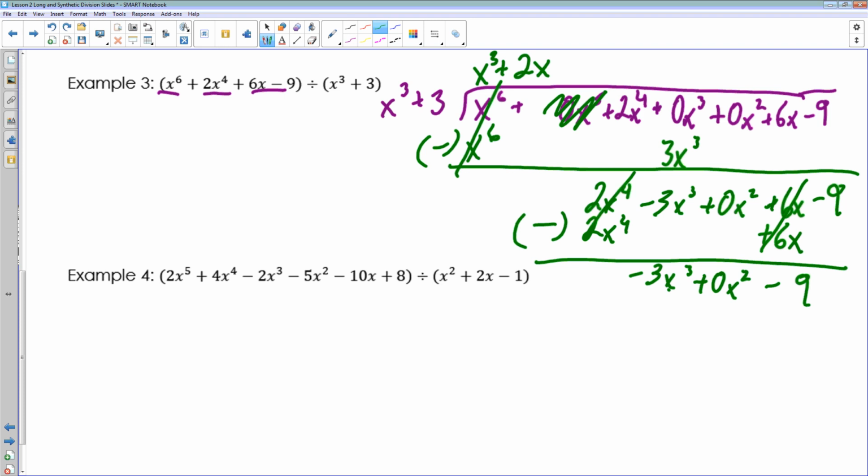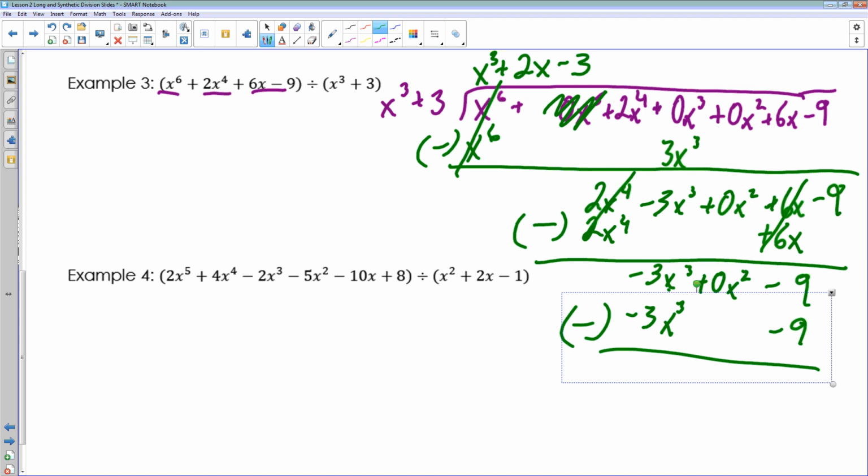So x cubed goes into negative 3x cubed negative 3 times. So negative 3 times x cubed is negative 3x cubed, and negative 3 times 3 is negative 9. And we're subtracting, so minus a negative, remember that changes all the signs here. So this set of terms cancels. We don't have to worry about the 0, and this actually cancels. So we have a remainder of 0. What does that mean? Well, that means that this is my quotient. There's no remainder, just like if you divided 15 by 5, you get 3 with no remainder.